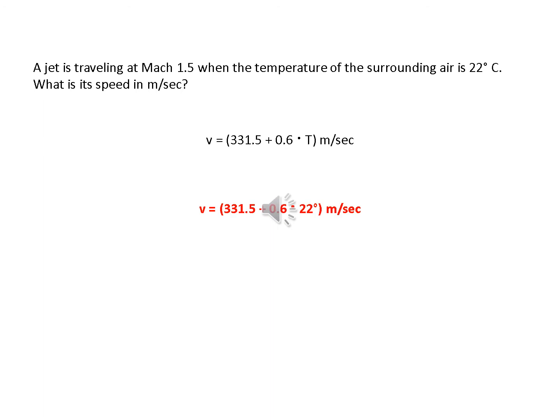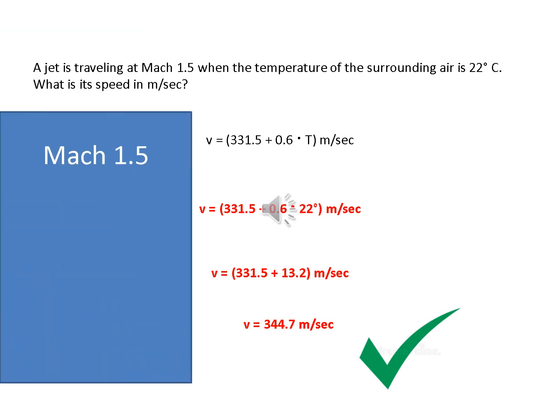We plug in 22 degrees Celsius, and we're going to do the multiplication first. 0.6 times 22, we get 13.2 as the answer there. We're going to add that to 331.5, and we discover that the speed of sound at 22 degrees Celsius is 344.7 meters per second. Now we need to find out how fast the jet that is traveling at Mach 1.5 is going. So we're going to do that by multiplying 1.5 times 344.7 meters per second, and the answer is 517.05 meters per second.